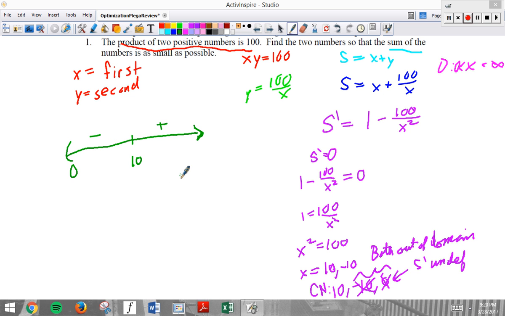So does 10 have to be the minimum? Yes. So x equals 10 is minimum, or at least causes the minimum. Y equals 10. Done. That's it. Anything else gives you a bigger sum. It's guaranteed. Okay, next.